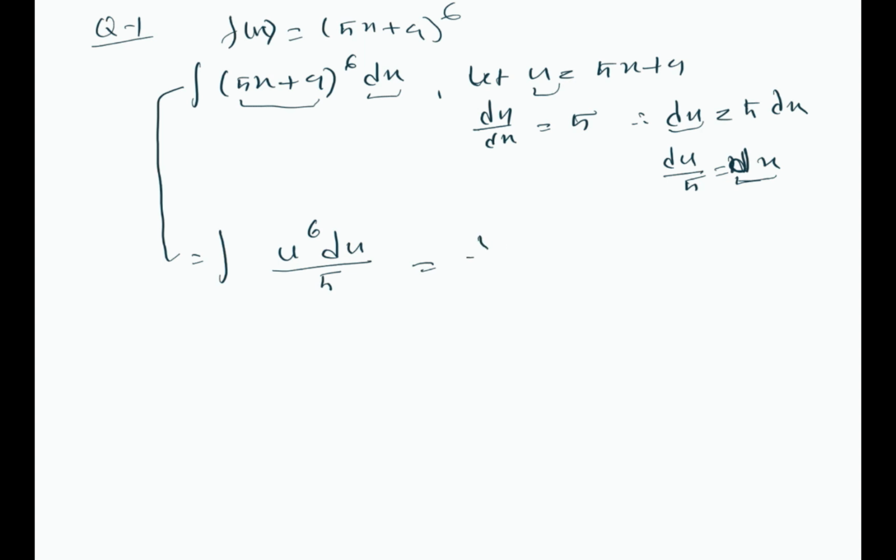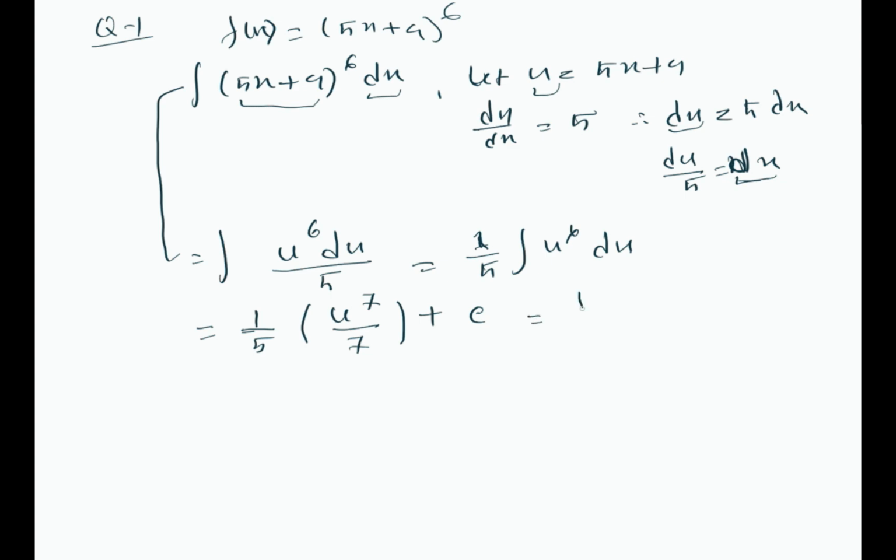So we can take out this constant: 1 over 5 times the integral of u to the power 6 du. Now we can apply the power rule, and using the constant multiple rule of integration, we can write 1 over 5 times u to the power 6 plus 1, which is 7, divided by 7, and then just add a c.